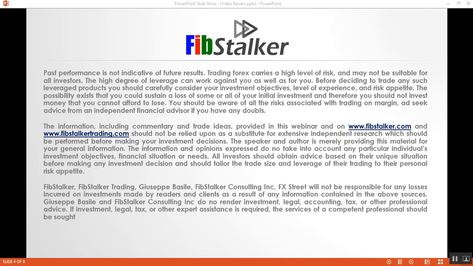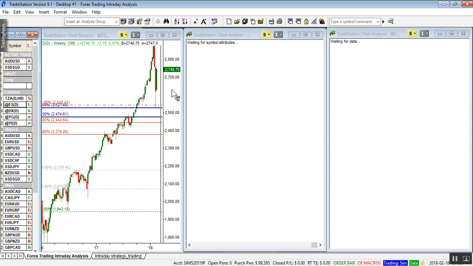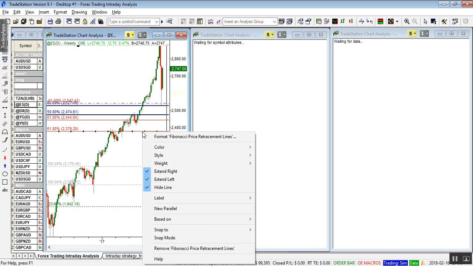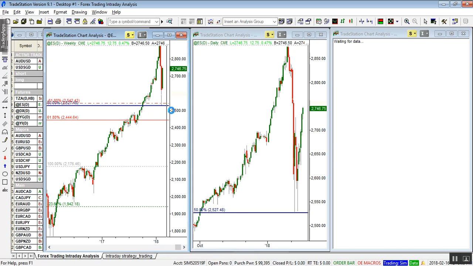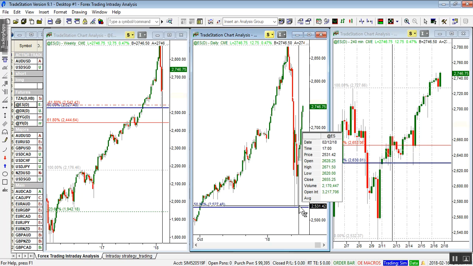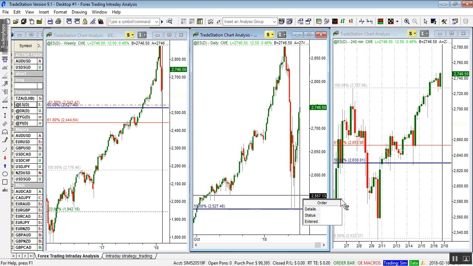So let's dive into our markets very quickly. The S&P 500 broke the 50% short, so this market is now moving higher. The reaction at the 25-27 level was the right level to enter.